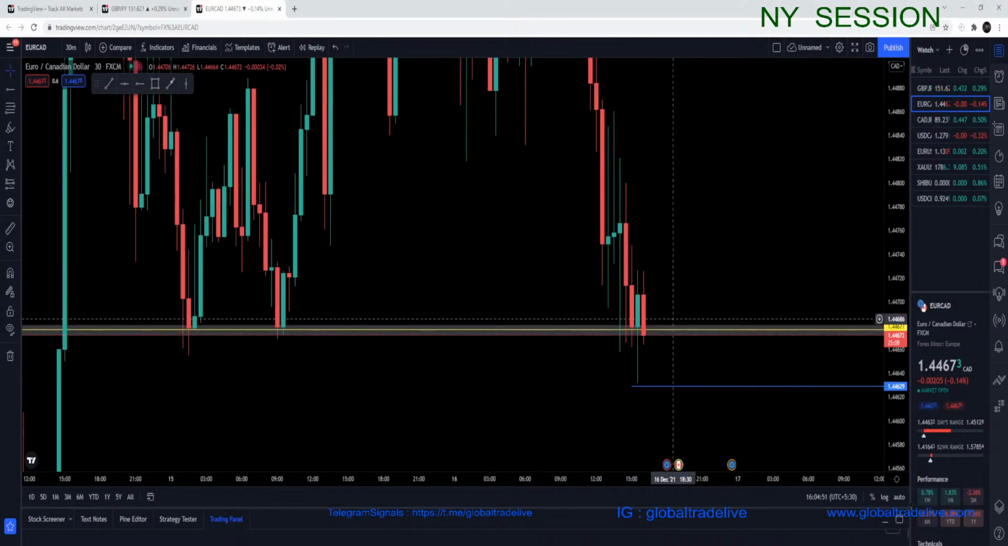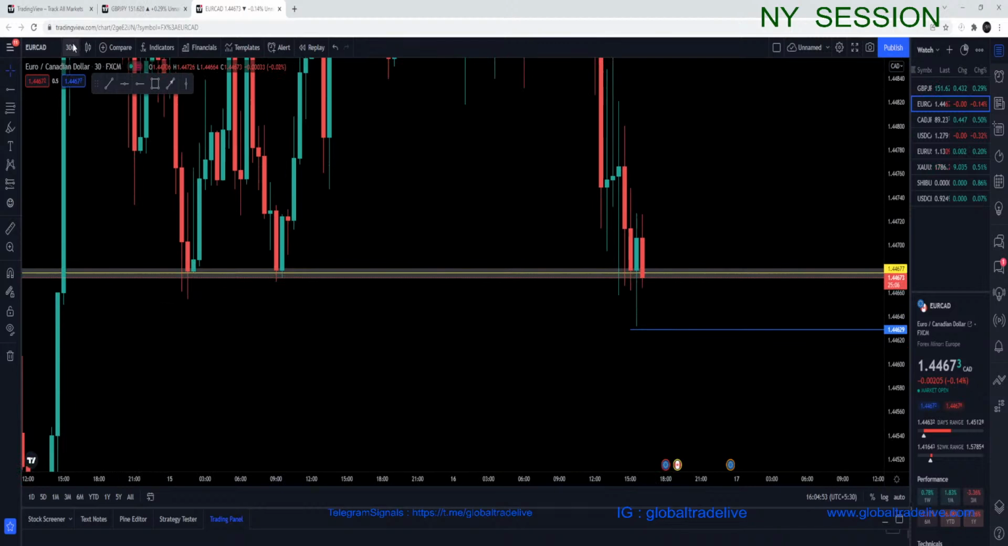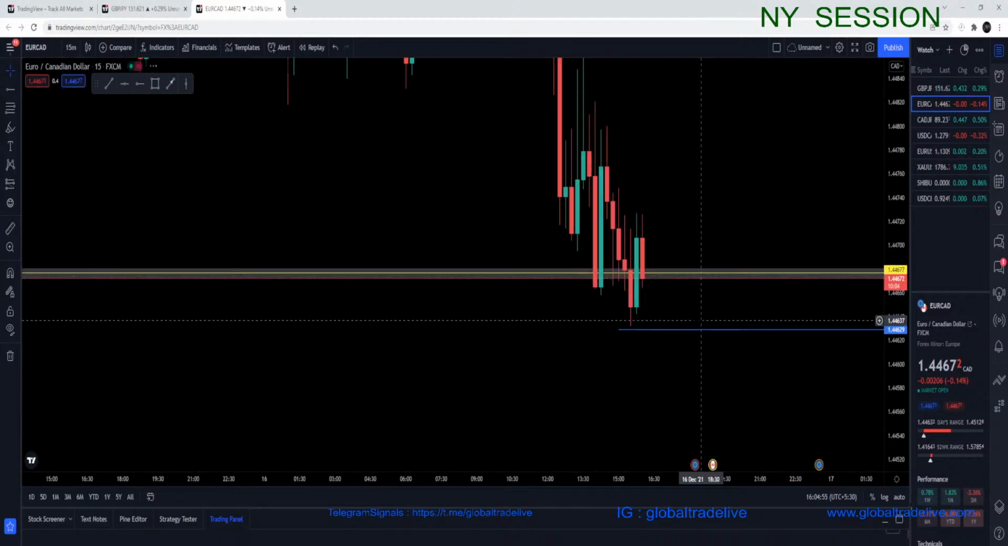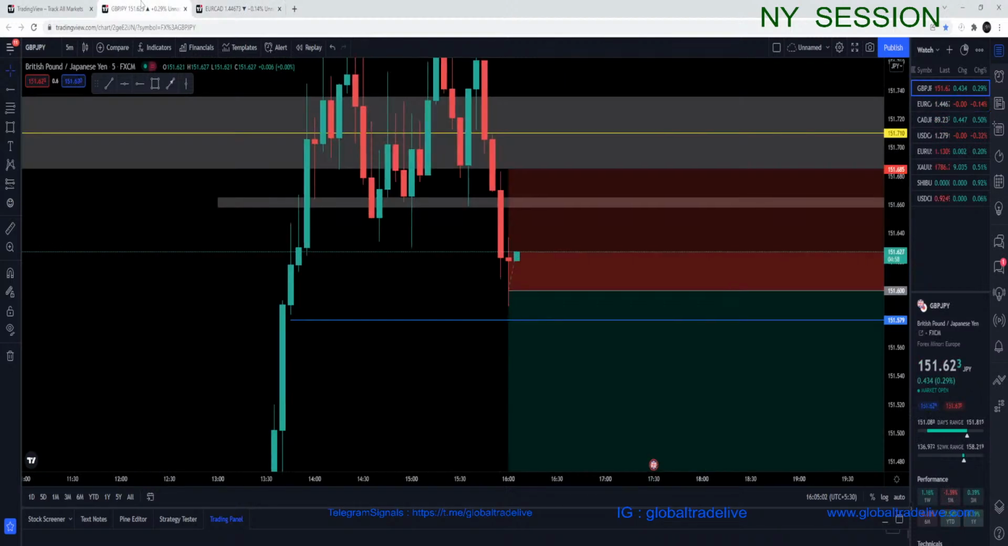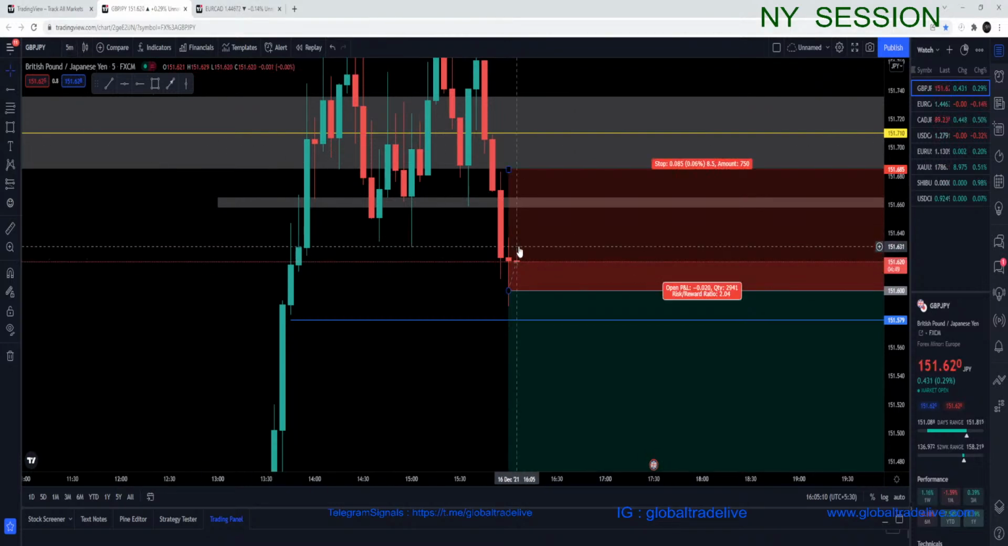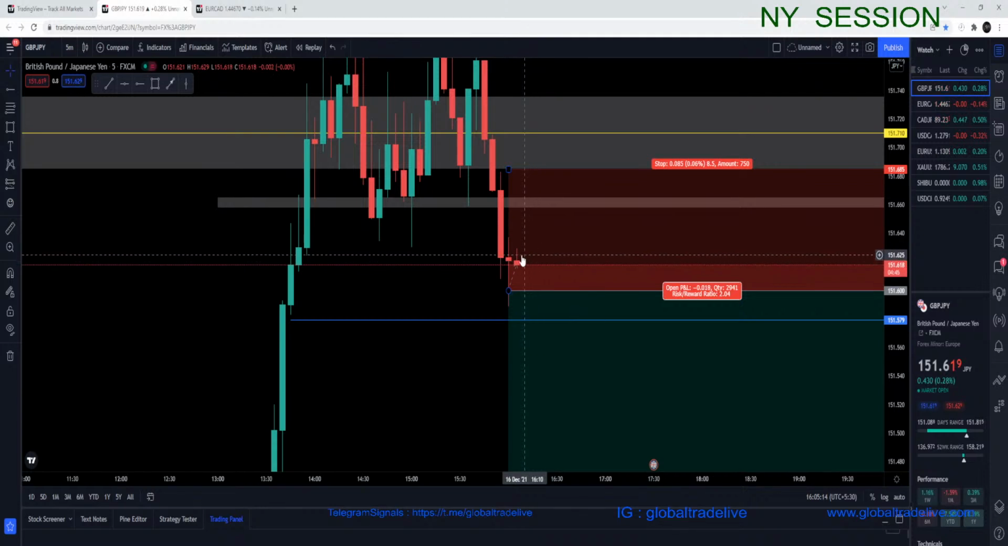Look here, EuroCAD coming down again. The GBP 5-minute candle over here just closed with a rejection wick, but I still think that it should be going down from here.